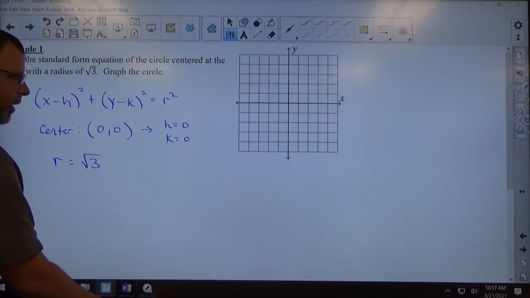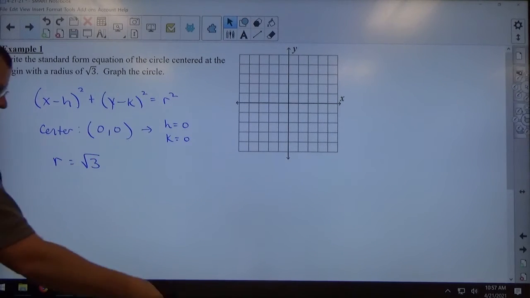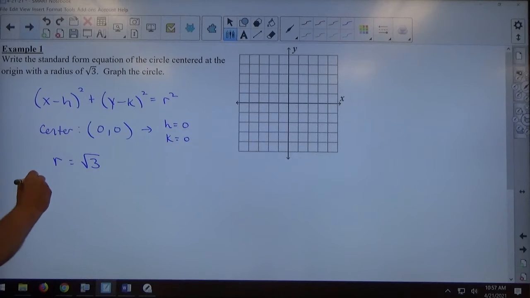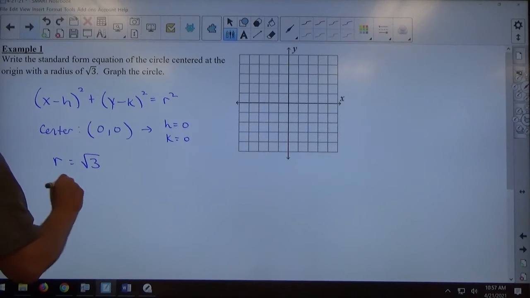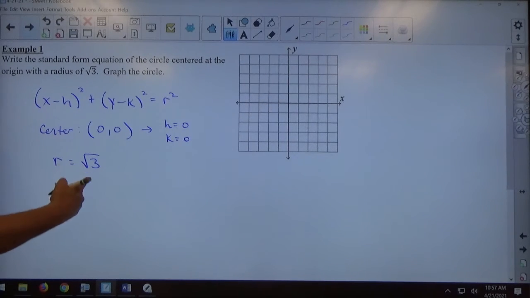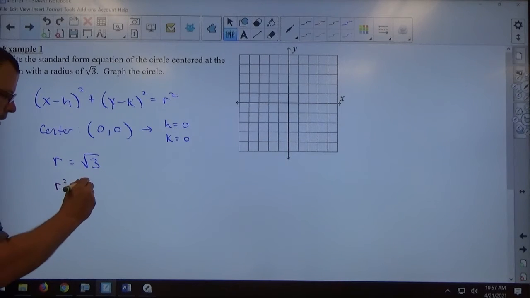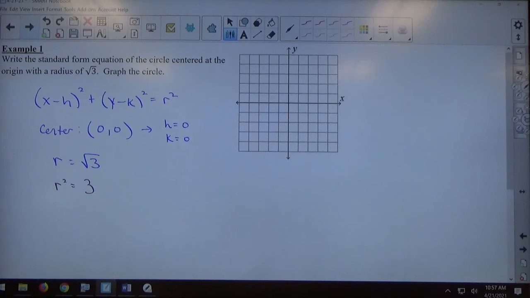Notice in the formula, it's radius squared, not radius. So for the sake of the formula, I might do r squared equals, and if I square this side, I square that side. What's the square root of 3 squared? 3. So if the radius happens to be in square root form, you simply have to square the radius. Take the square root off.